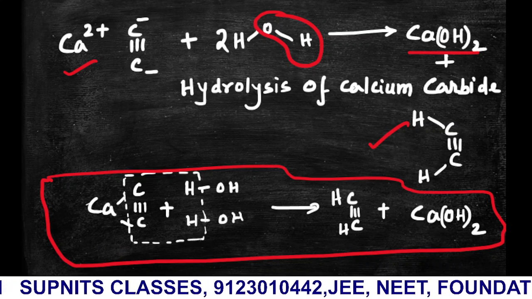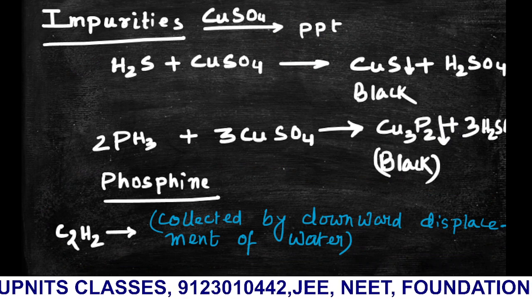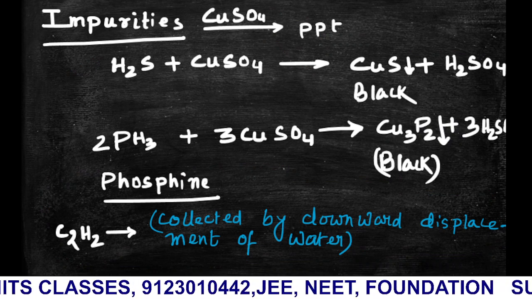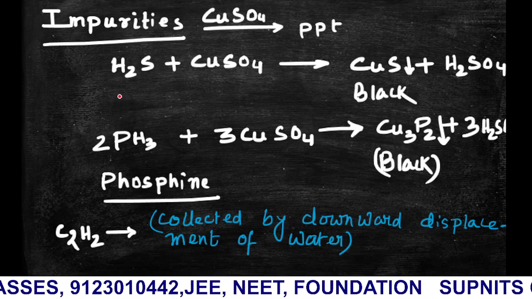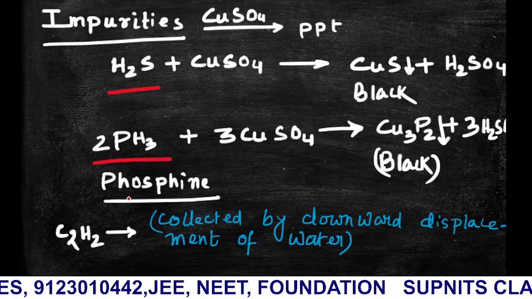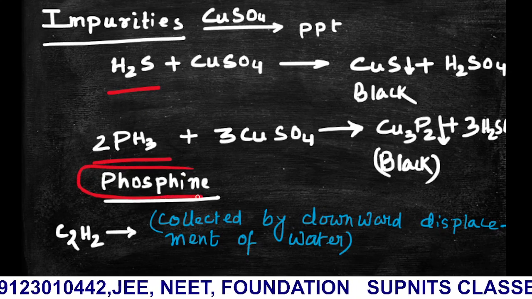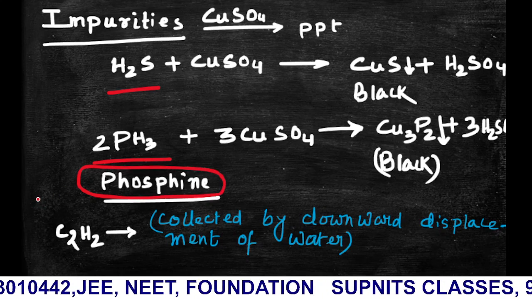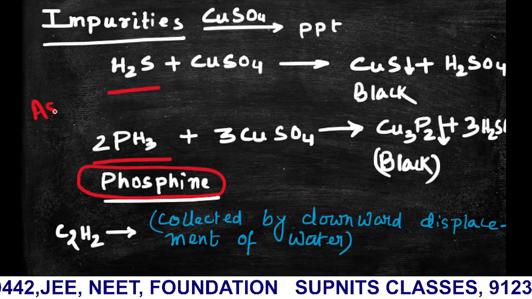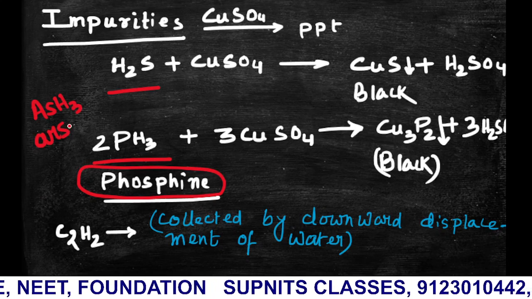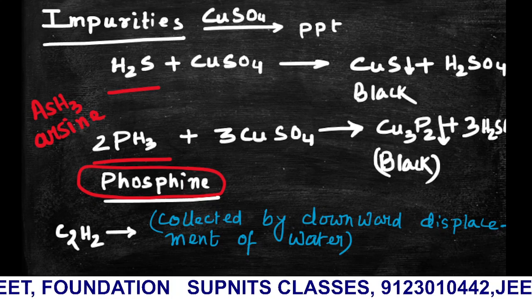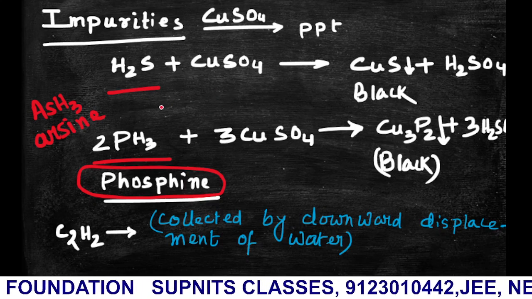Going to the next topic. Now, in this laboratory preparation or manufacture, there will be some impurities. These impurities are generally hydrogen sulfide and phosphine. PH3 is phosphine, NH3 is ammonia, and there is also another one, AsH3, which is not an impurity over here. It is called arsine. Clear? Okay.